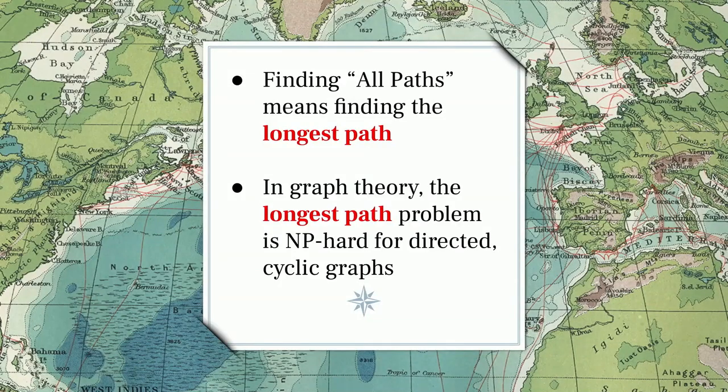Why is this? This is because finding all paths means you have to include the longest path. Finding the longest path in a graph is a very well-studied problem in graph theory, and it is known to be non-polynomial hard. It is an NP-hard problem. This is true for directed cyclic graphs, which is what the Bloodhound attack graph is. If it were an acyclic graph, then you could solve this problem in linear time, which also will be a very, very, very long time.